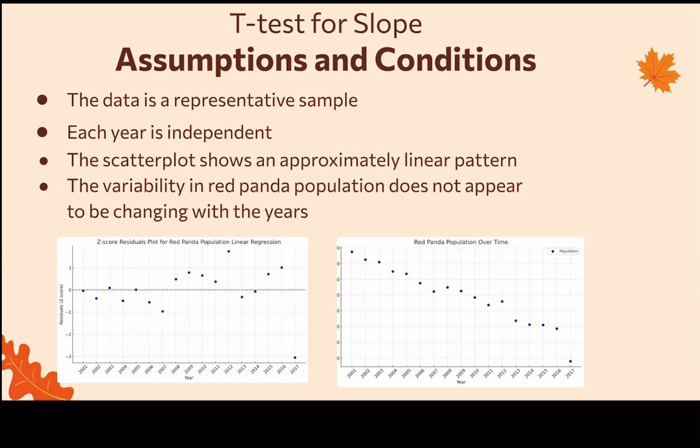To proceed with the test, we need to assume that the data is a representative sample and that each year is independent from one another. We also need the scatter plot to show an approximately linear pattern, and from the image on the bottom right, which is the scatter plot, we can see that there is indeed an approximately linear pattern. Finally, the variability in red panda population does not appear to be changing with the years.